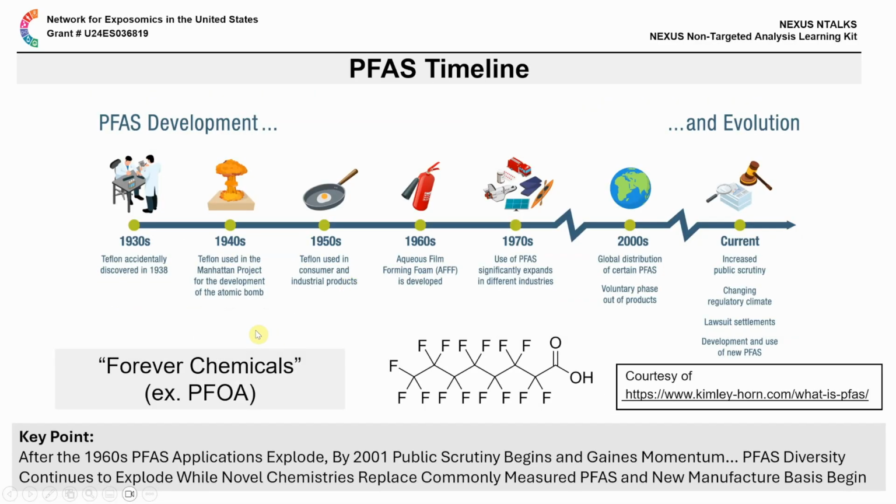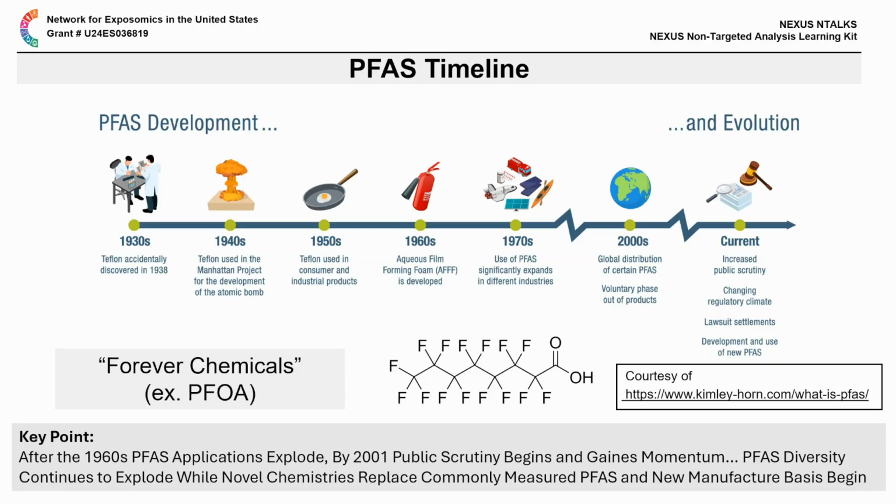Here's the PFAS timeline. So in the 1930s, Teflon was accidentally discovered. It was specifically 1938, and then it was used in significant amounts in the 1940s in the Manhattan Project for the development of the atomic bomb. And so there were scientists who had a lot of experience with the perfluorochemistry.